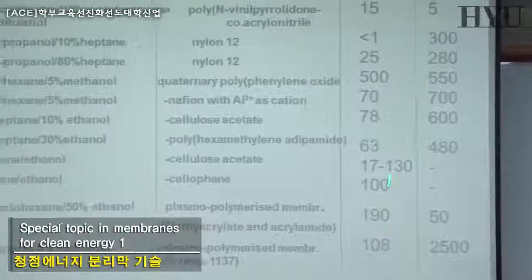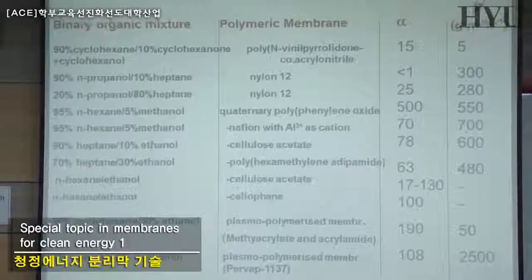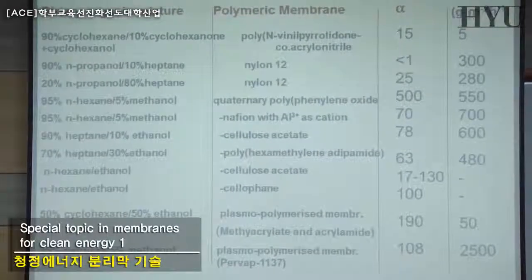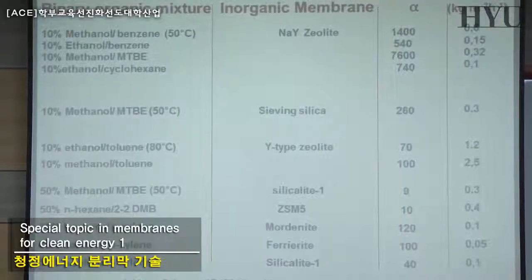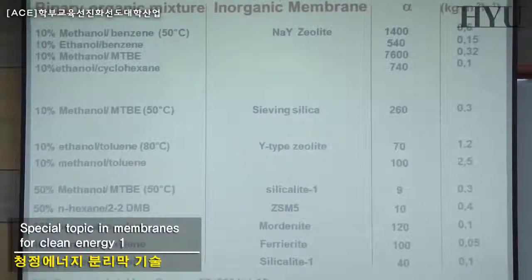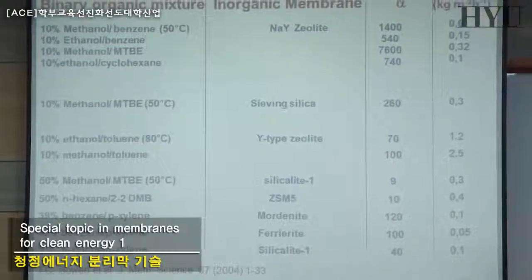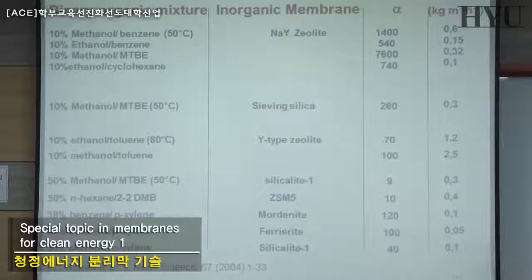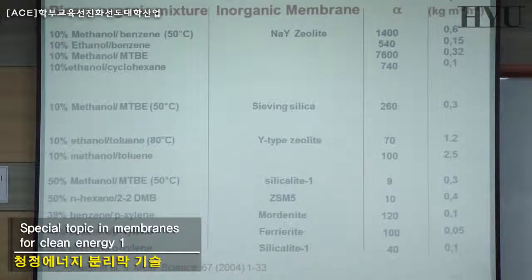Now, selectivity and permeability or permeance is quite important. Of course, the higher the better. Yeah, methanol and MTBE, and benzene and xylene. There are more than hundreds of published articles about what's going on. You can use a polymeric membrane or inorganic membrane, depending upon what you're going to do. Inorganic membranes are difficult to fabricate, but it's not impossible.